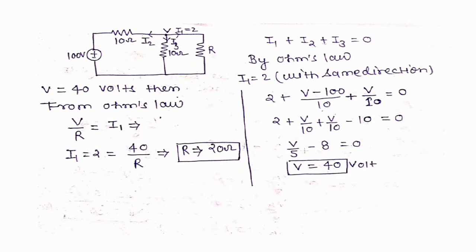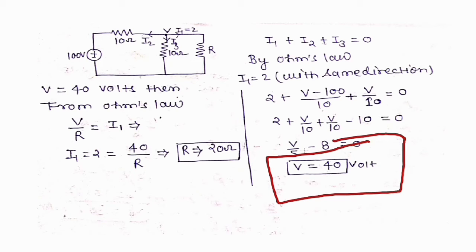So (V minus 100) divided by 10 plus, now the third branch we will talk about, I3. Here V upon 0, this node is called the zero voltage. So the current is flowing from V minus 0, divided by 10. We can write it like V upon 10 equal to 0. After that we solve this and we will get the voltage value. The voltage value is V equal to 40 volt.